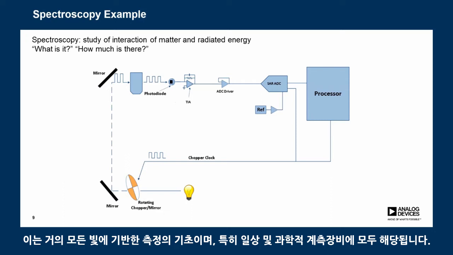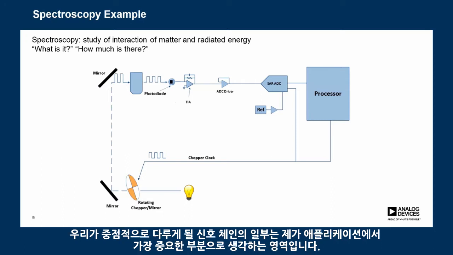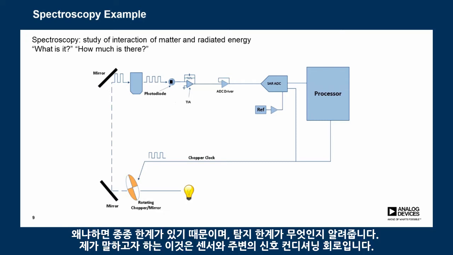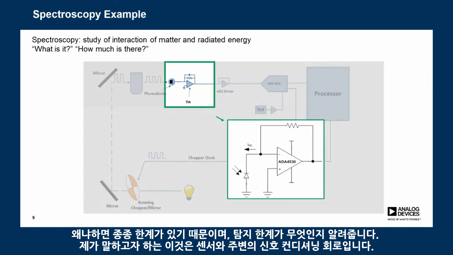And the part of the signal chain that we are going to focus on is what I consider to be the crux, the most important, most critical part of the application, because oftentimes it tells you what the limit of detection is. And what I'm talking about is the sensor and the signal conditioning circuit around it.